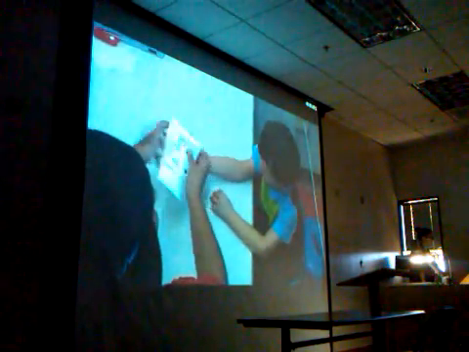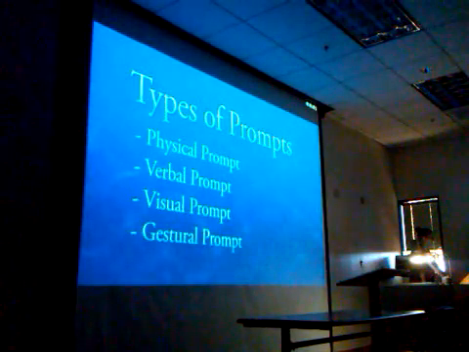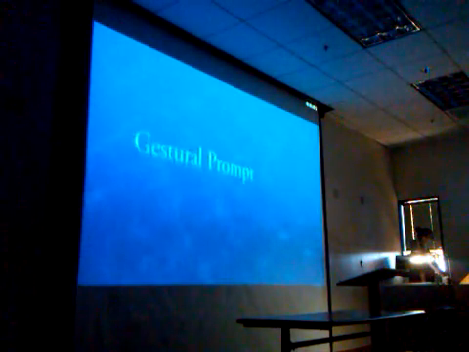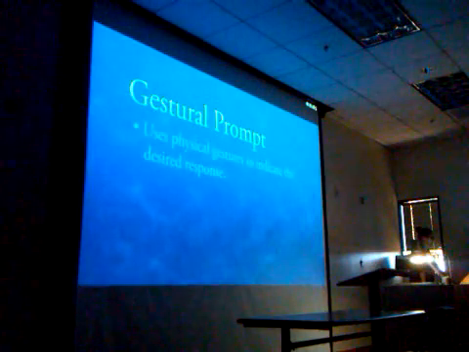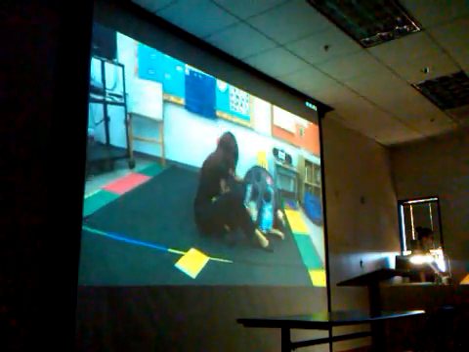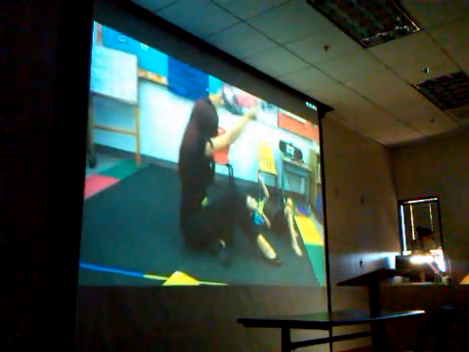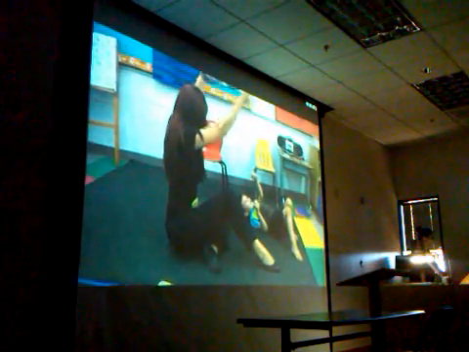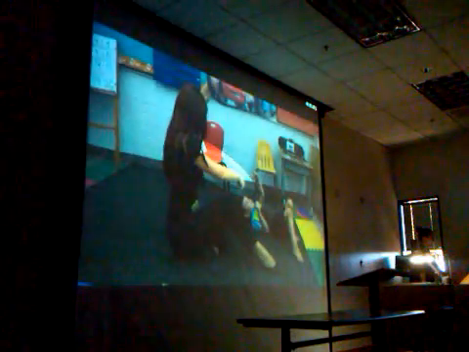Good job. Okay. A gestural prompt is using a physical gesture to indicate the desired response. For example, pointing or even a subtle glance towards the intended object is a gestural prompt. Gestural prompts are good prompts to use in the place of verbal prompts. They are easy to fade and can be extremely subtle.